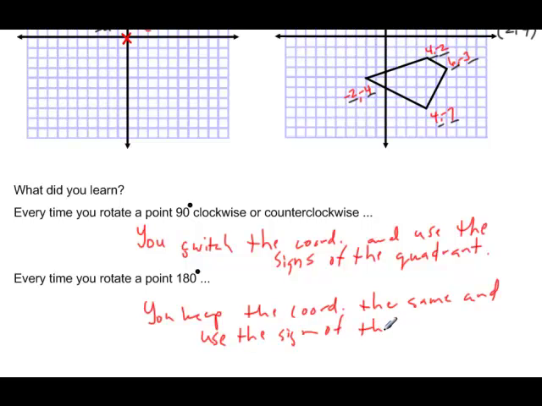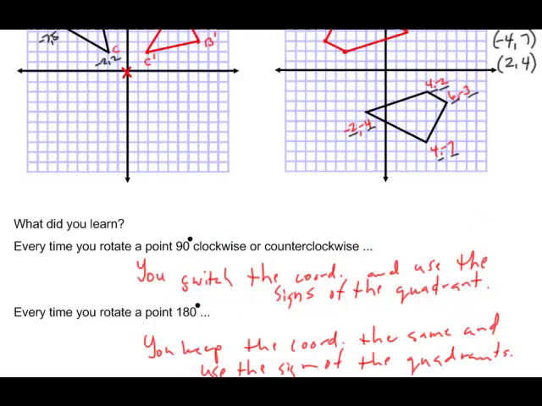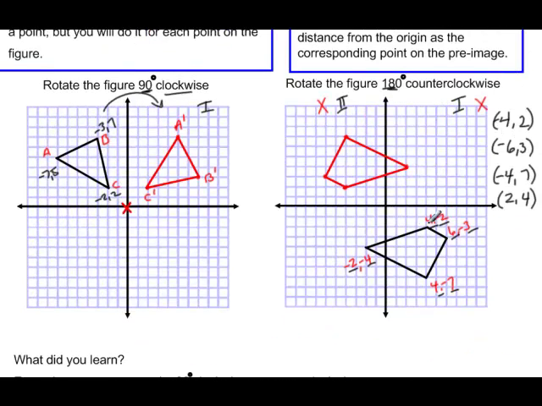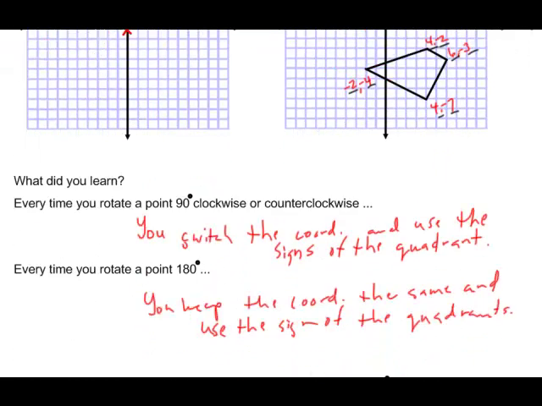And if you paid real good attention, you know that when we go 180 degrees, look what happened. 4, negative 2, negative 4, positive 2. 6, negative 3, negative 6, positive 3. 4, negative 7, negative 4, positive 7. Negative 2, negative 4, positive 2, positive 4. What happened to the sign each time? Yeah, you got it. We kept the numbers the same, but we switched the signs. So 180-degree rotation is easy.